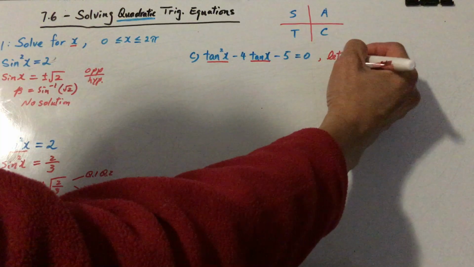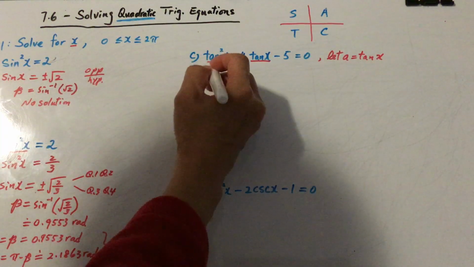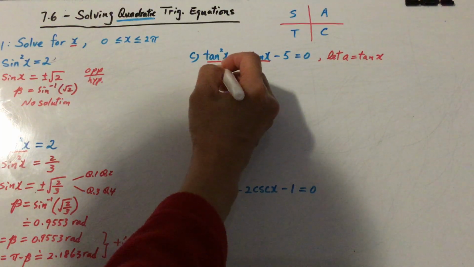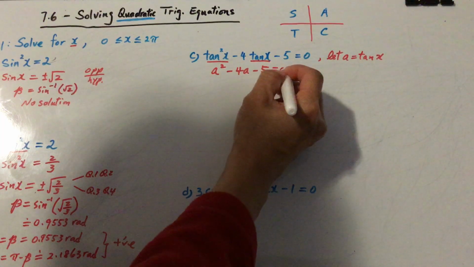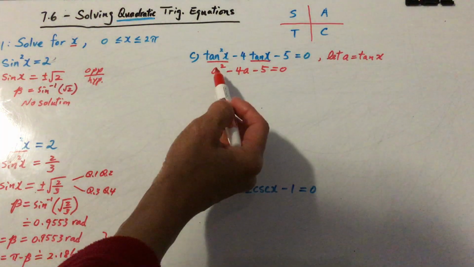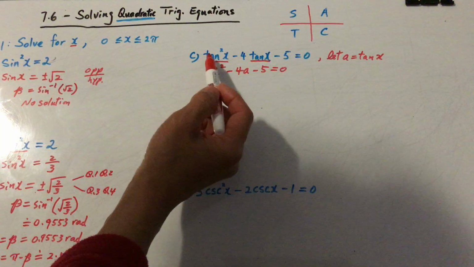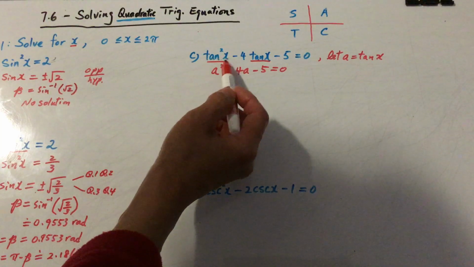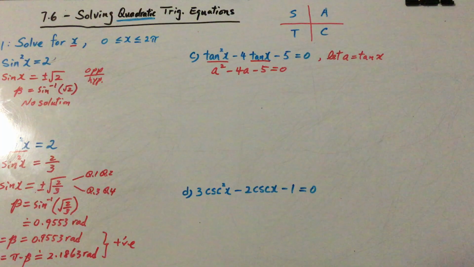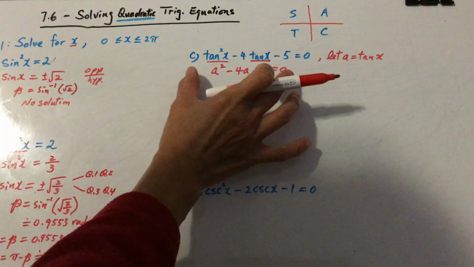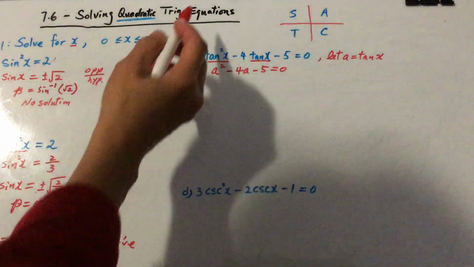If I let a single letter a be the tangent of x, you can replace this equation as a squared minus 4a minus 5 equal to 0. If that makes the question a lot easier in your eyes, do that. But if you can work with the tangent of x, go ahead. This is just a simple trinomial. It's just that now everything is in trigonometry form.